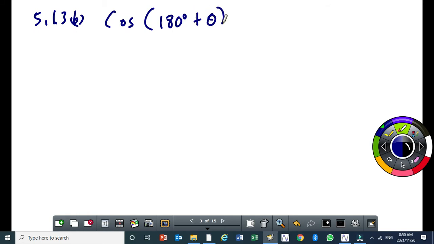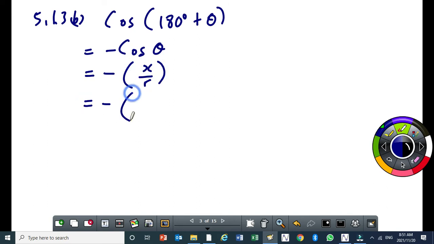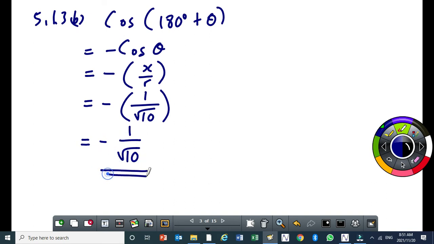Okay? Now you know that theta, when you're dealing with reduction, theta is considered as an acute angle. So 180 degrees plus theta is in the third quadrant. Therefore, the ratio for cos 180 plus theta must be a negative ratio. And this will be called minus cosine of theta. Okay? But we know that cosine of theta is equal to x over r. So I prefer to write this as minus x over r. Our x is 1 and our r is square root of 10. So the final answer will be minus 1 over square root of 10. And then you stop.